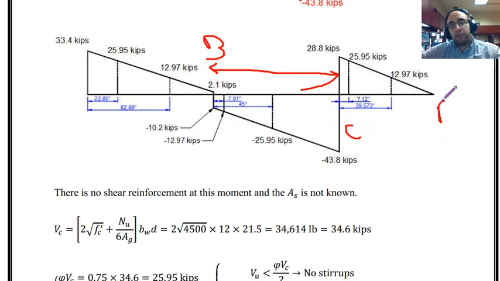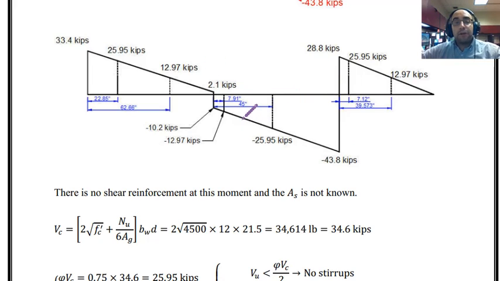And then after that I will move to CD. But right now we are looking at BC, and the procedure is exactly the same. At first I have to find the locations where the amount of shear is equal to phi Vc over 2 and phi Vc. As you can see, phi Vc was equal to 25.95 and phi Vc over 2 was equal to 12.97 kips. Based on similar triangle rules, I can find the location of this point, and also the location of this point, right?